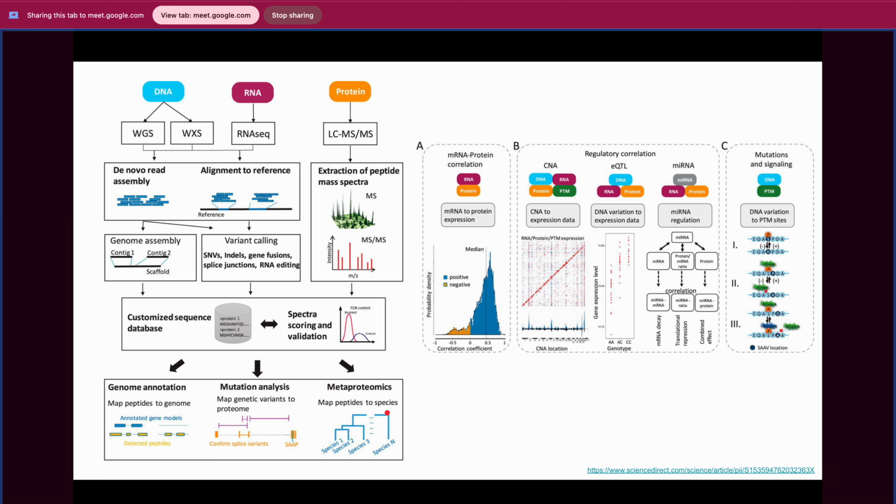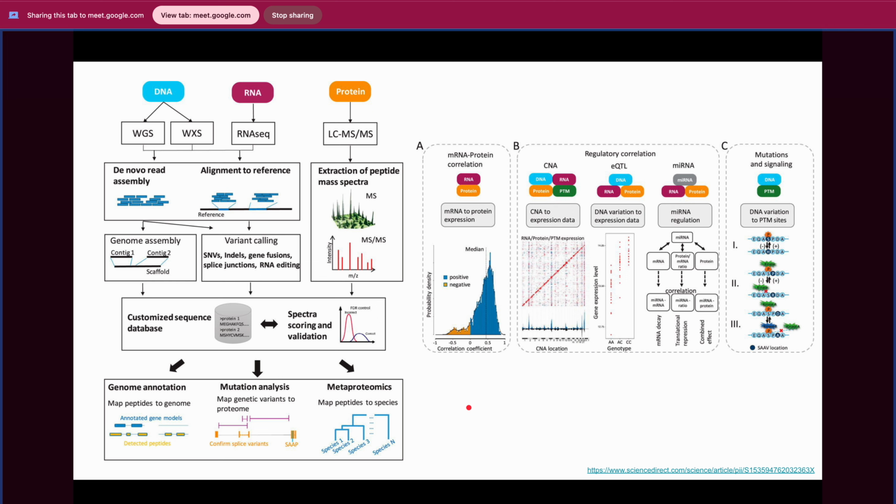Because if the sample is taken from different sources, then you can also link those peptides to different species and you can compare their evolutionary history. So all those things can be done with the help of proteogenomics. Proteogenomics means integrating both the genomic aspect as well as the proteomic aspect. So these are just the applications of this proteogenomic concept.